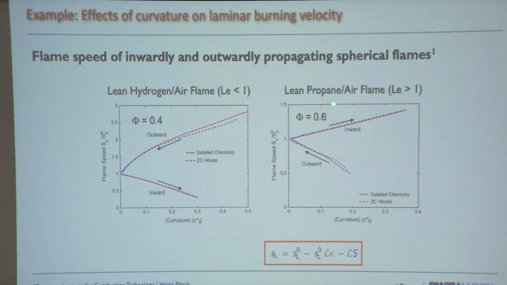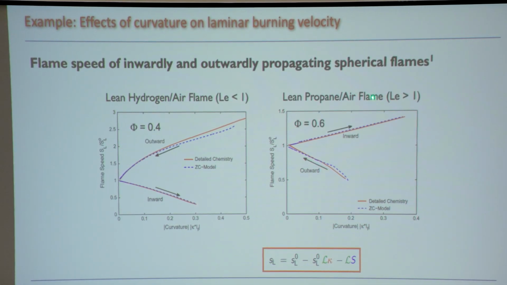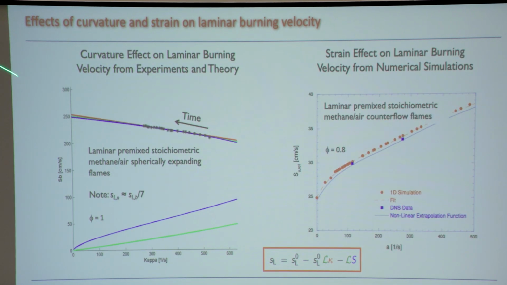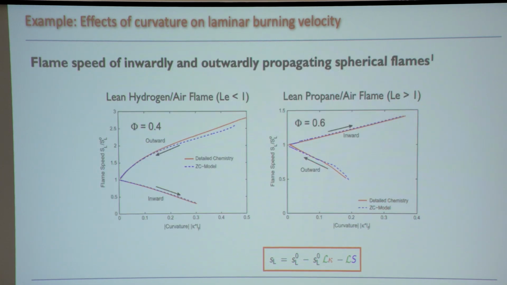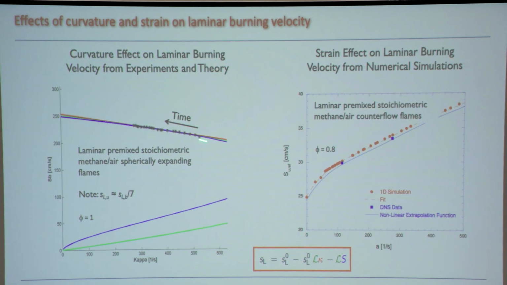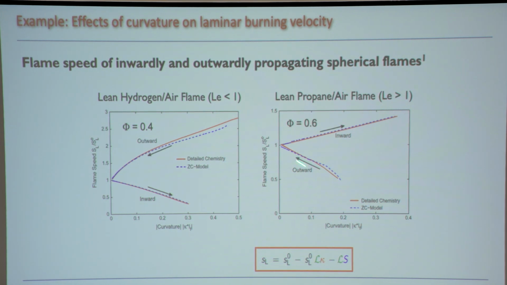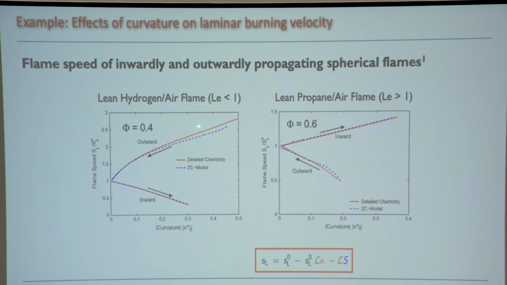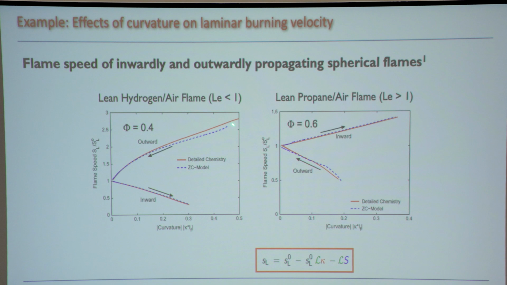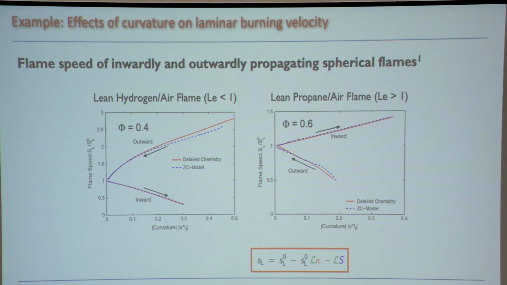So here is a lean propane flame, and this is a spherical flame again. This is what we got for methane, okay, and then here there's an outwardly propagating spherical flame for propane, but it's the same thing, okay, positive Markstein number. But then if we go here to a lean hydrogen flame, outwardly propagating, then you see the larger the curvature, the larger also the burning velocity becomes, right?